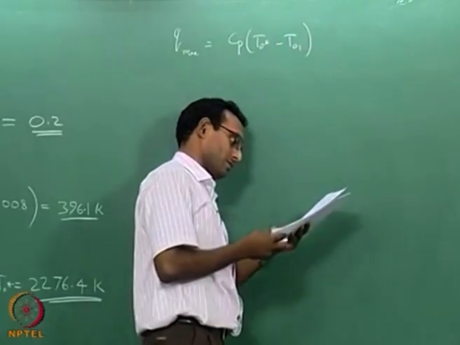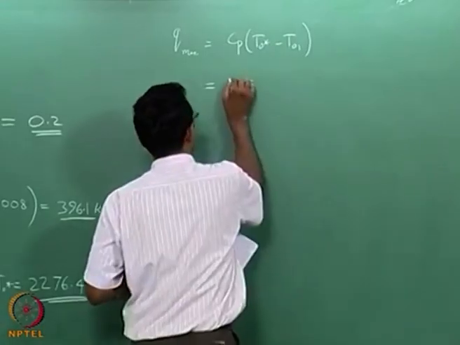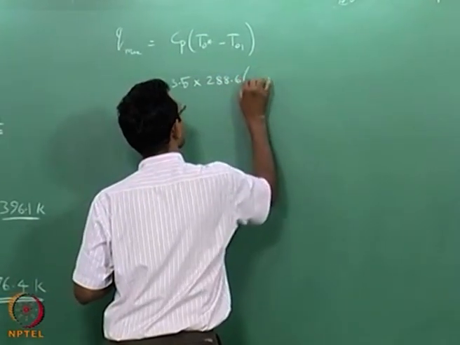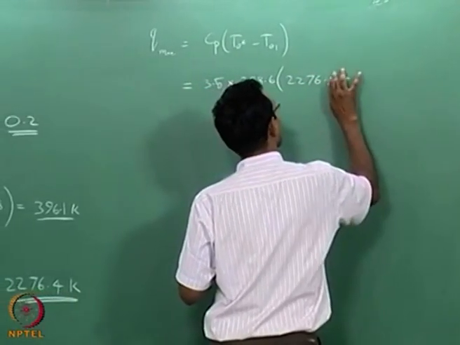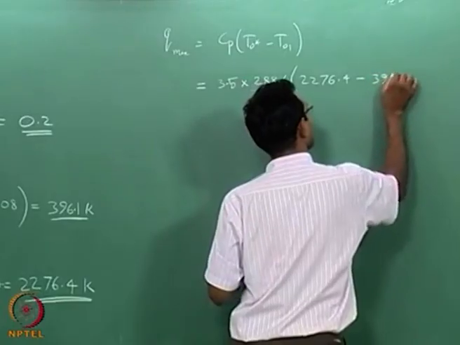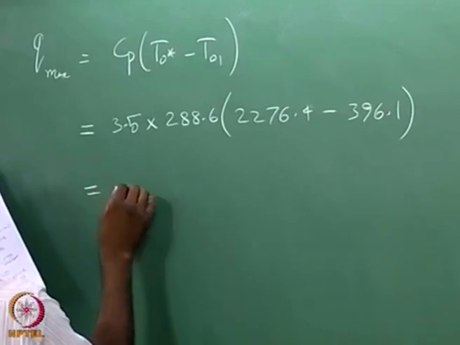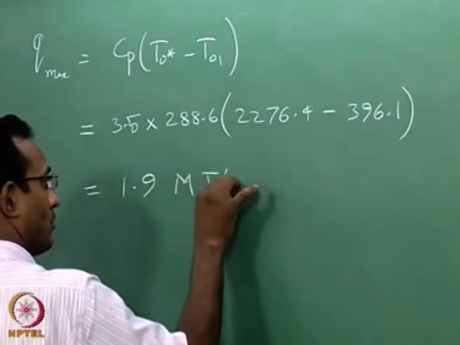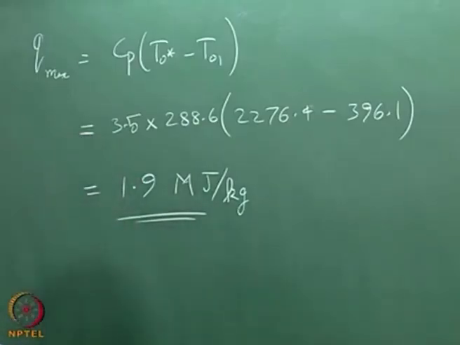Q max is Cp times (T naught star minus T naught 1). So you know Cp is gamma by gamma minus 1 times R. Gamma by gamma minus 1 is 3.5 for gamma equal to 1.4, into 288.6, into those two numbers: 2276.4 minus T naught 1, which was 396.1. So this gives me an answer. I don't want to write the big number, I will just write 1.9 megajoules per kilogram.